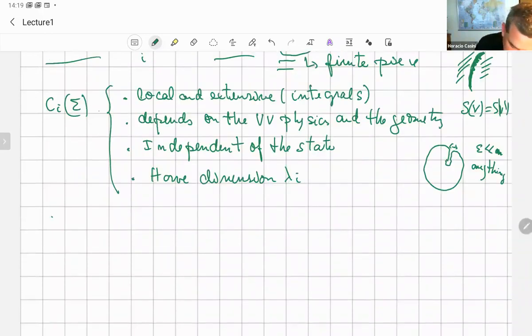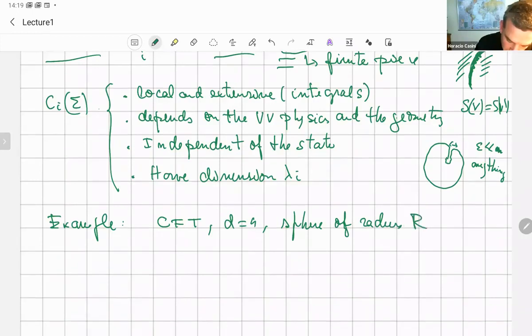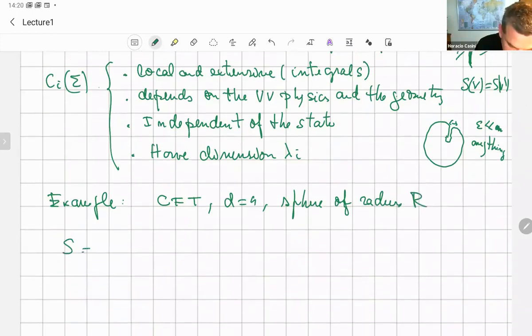For example, let us take a CFT, so it's a theory without any scales, in D equal to 4, and to simplify, for a sphere of radius R. So we write our entropy as just some terms.